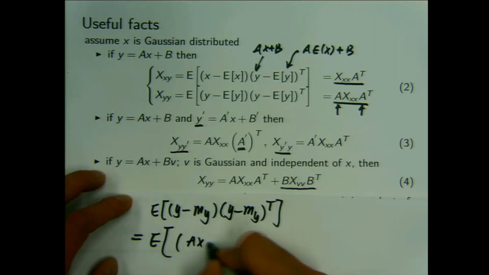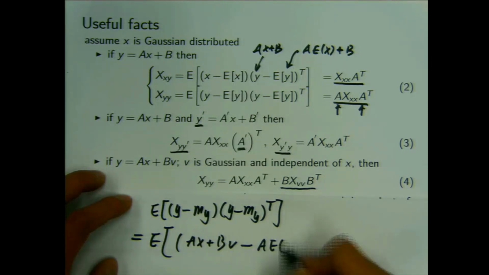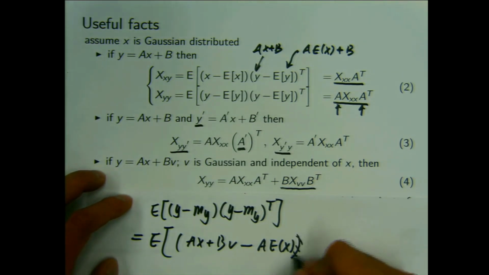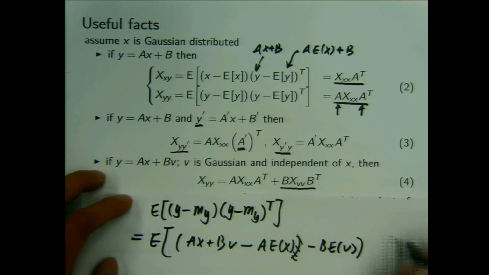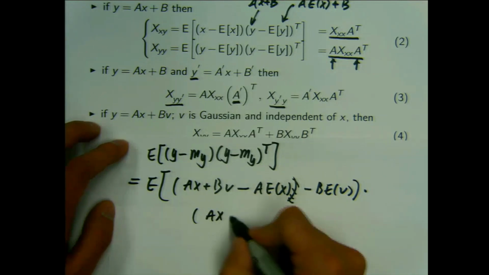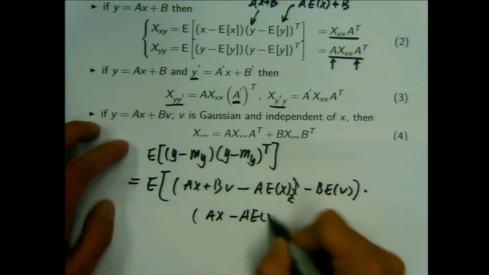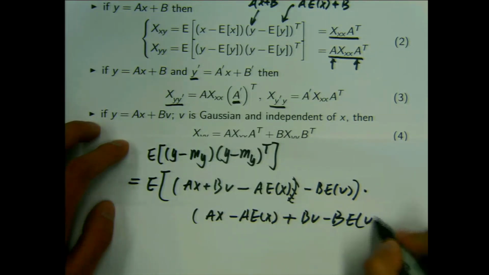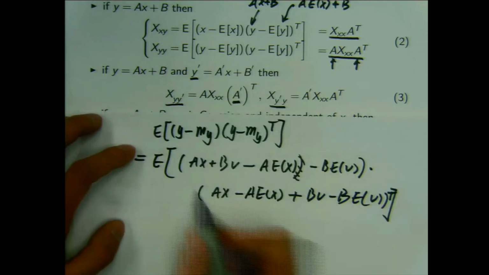Y equals AX plus BV. Then the expected value of Y equals A times the expected value of X. I didn't assume V is zero mean, so I have to write it down: B times the expected value of V. Then times its own transpose, AX minus. Now I'm going to shift the terms a little bit to make it look structurally nicer. Transpose. Okay? So look at the result here.